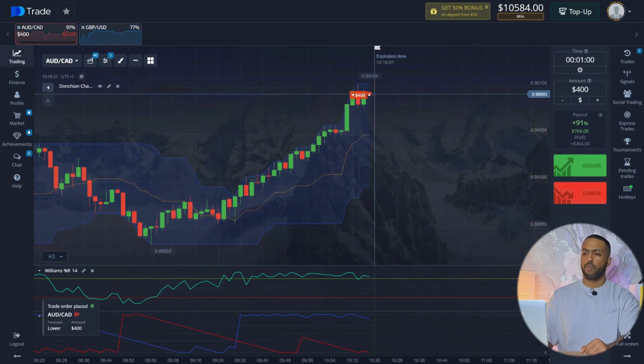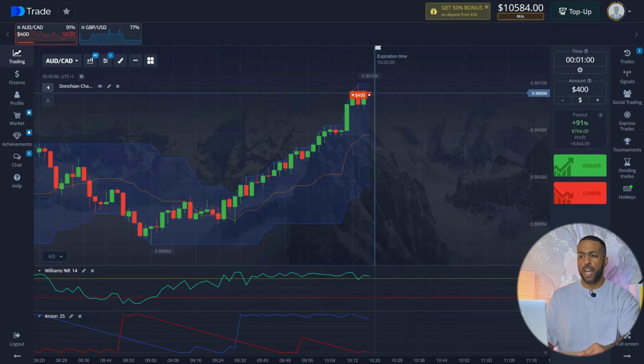And a down trade for $400 for 1 minute. And the Williams line is going down, which indicates a possible decline in price. But the blue Aroon line is still at a high level, which indicates the opposite. But I think that the price has touched on the resistance level of the Donchian channel, and I suppose that a correction should happen now. So let's see how our trade is going to end.